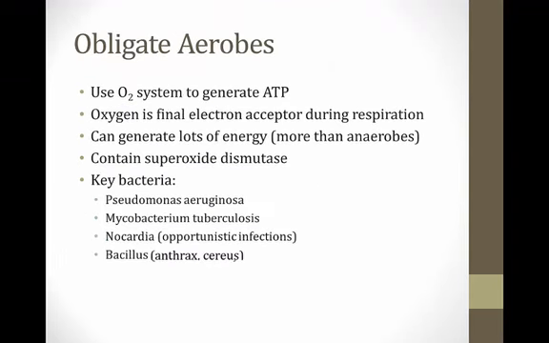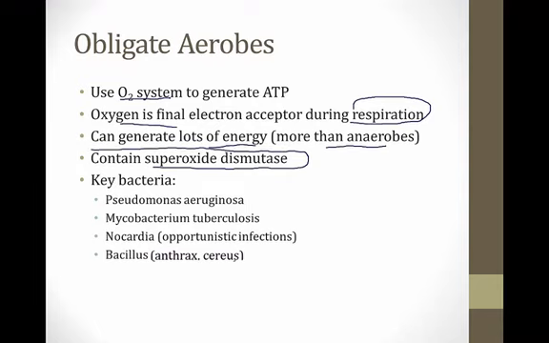So bacteria that are obligate aerobes use oxygen to generate ATP. In other words, oxygen is the final electron acceptor during the biochemical process of respiration, which generates ATP. This allows them to generate lots of energy, much more than anaerobes, and they have to have superoxide dismutase present in order to metabolize those radicals that I talked about in the last slide.